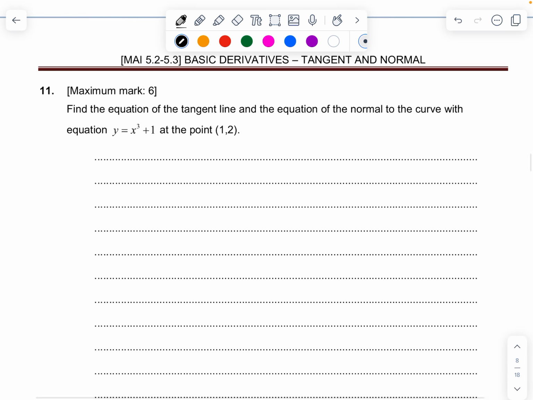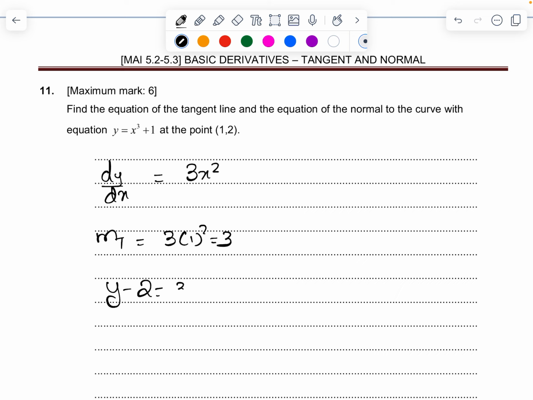Question number 11. Find the equation of a tangent and the line equation of the normal to the curve with equation y equals x cube plus 1. So first of all, I find dy by dx, which is 3x to the power of 2. Now the gradient of the tangent will be 3 times 1 square, which is 3. So the equation of the tangent will be y minus y1 equals m times x minus x1, which becomes y equals 3x minus 1.